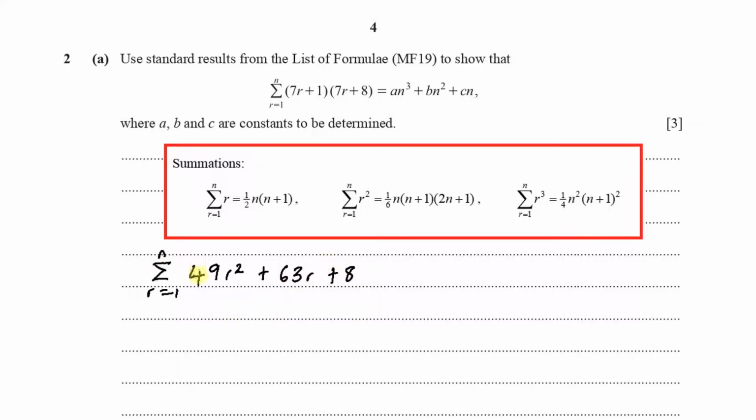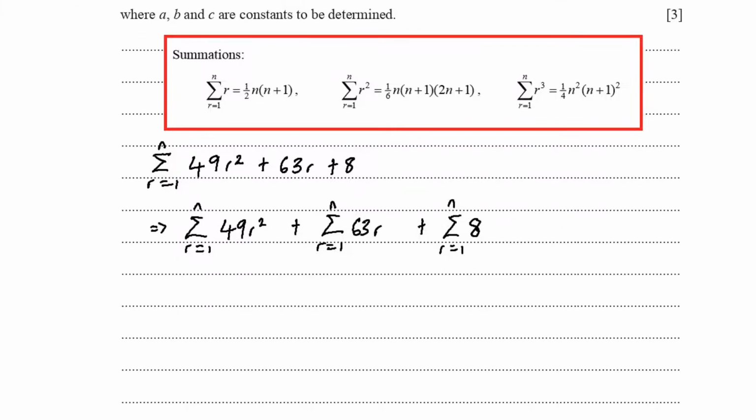Now you need to know that the summation is distributive. So this means that this can be equal to the summation from r equal to 1 up to n of 49r squared, plus the summation from r equal to 1 to n of 63r, plus the summation from r equal to 1 all the way up to n of 8. So this is what we have right now. So we can actually apply the standard results. For the first one here, we have the summation with the constant 49, which can be factored out, of the form r squared, which means we can work with this second standard result.